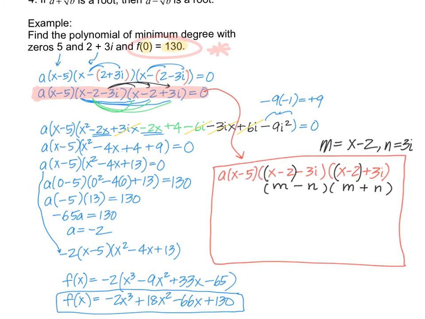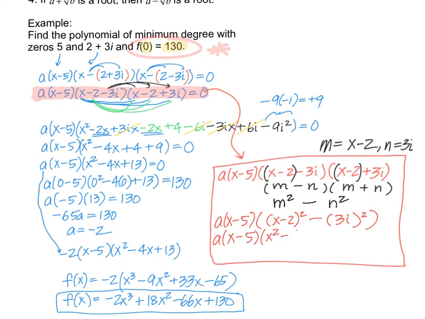All right, we know that when we do m minus n times m plus n, this is multiplying two conjugates. And when you multiply two conjugates, you get m squared minus n squared. So that's going to be the shortcut. So what I have here is x minus 2 squared minus 3i squared. Okay, now x minus 2 all squared is x squared minus 4x plus 4, and then minus 3i all squared is 9i squared.